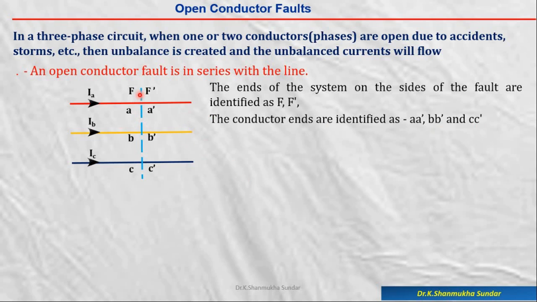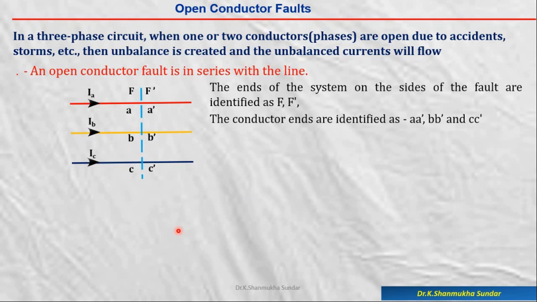Now, you can see here the conductor ends. If a fault has occurred, on the F side, what is the conductor end? It is A. On the F dash side, the conductor end is A dash for phase A. Similarly, for phase B it is B and B dash, and for C it is C and C dash. So overall, the conductor ends at the fault are identified as A dash, B dash and C dash. Is it clear? So this is the representation. Now, from this, let us analyze the open conductor.